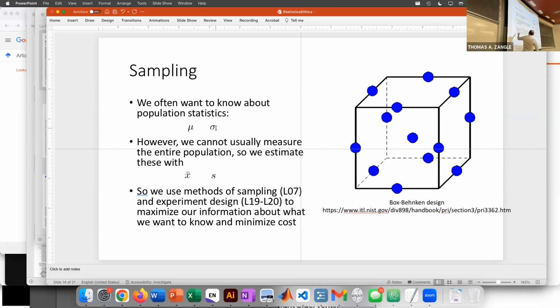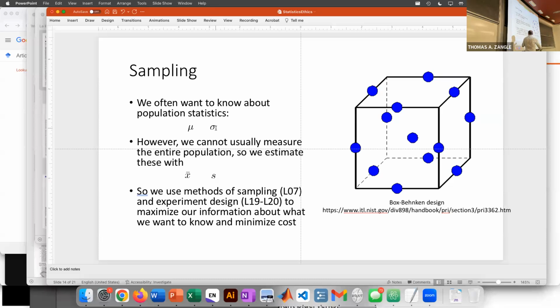Then we talked about methods of sampling and experiment design to try to maximize our information about what we want to know and minimize cost. In lecture 7, we talked about the link back to the normal distribution, which often underlies a lot of our data because of what's called the central limit theorem. If we add up enough random causes, it doesn't matter what their underlying distribution was, our data will tend towards a normal distribution.